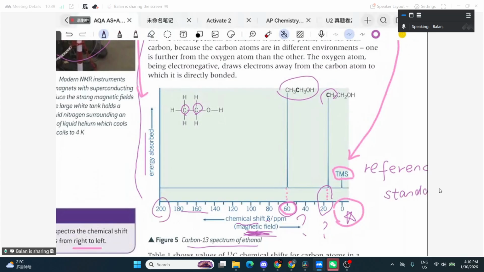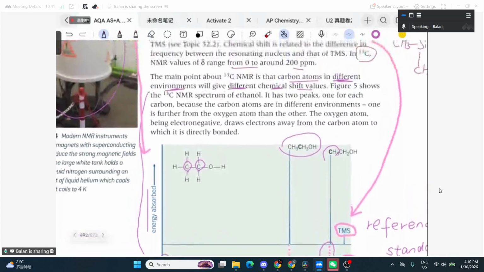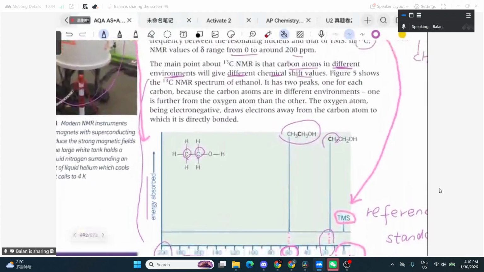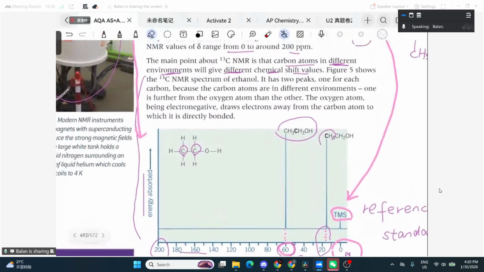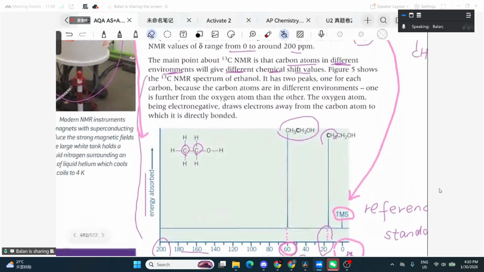Right here, 0 to 200. So this is about the spectrum. You need to notice the axis and the numbers and the reference standard, TMS. And let's look at the example of ethanol.